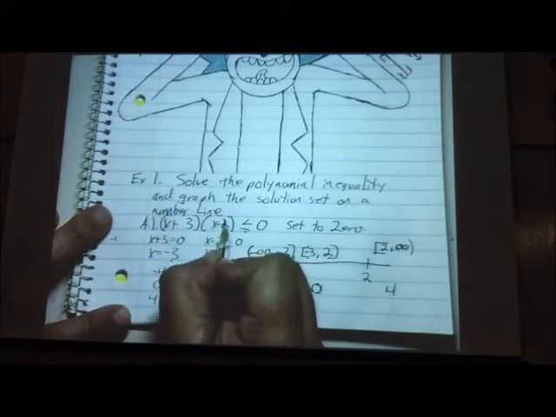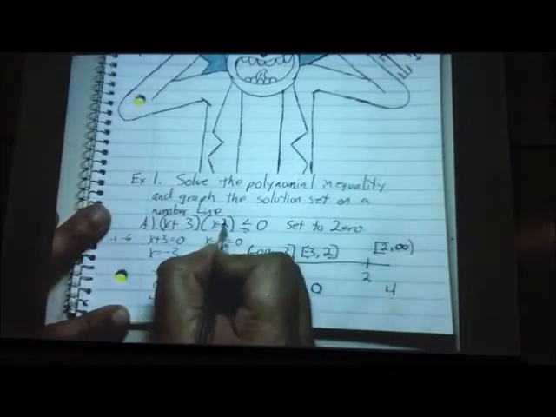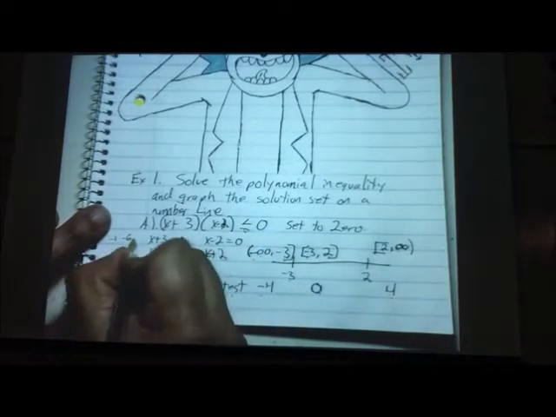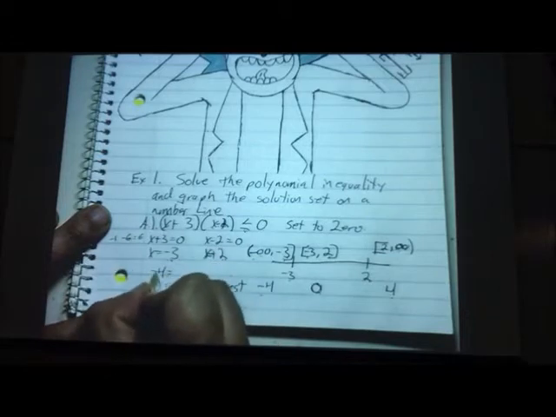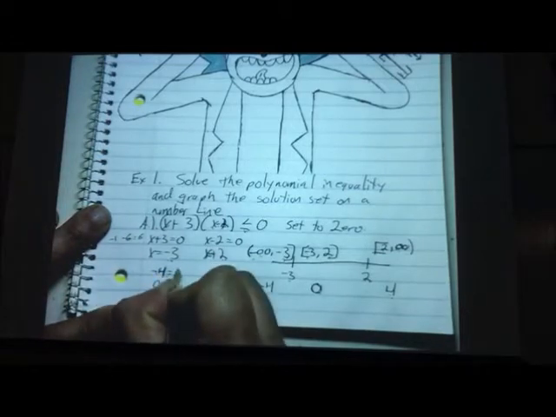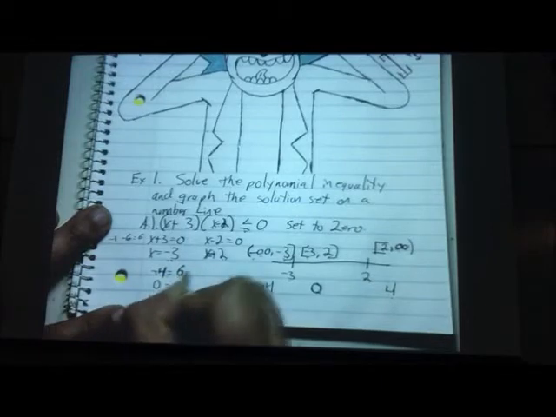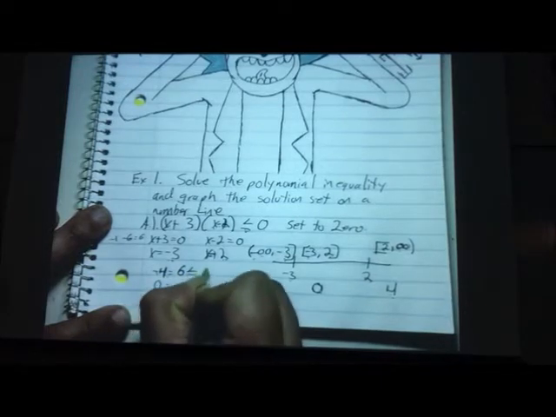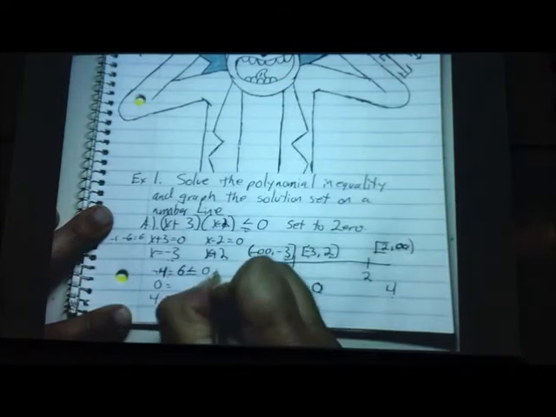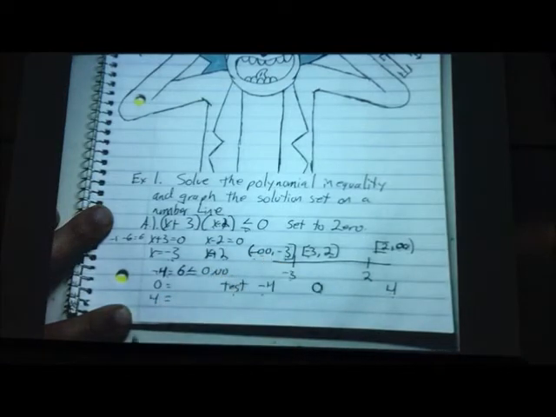Negative 4 minus 2 is negative 6. Negative 6 times negative 1 is 6. So if I use a negative 4, my answer is going to be a positive 6. Is positive 6 less than or equal to 0? No. So put a no.